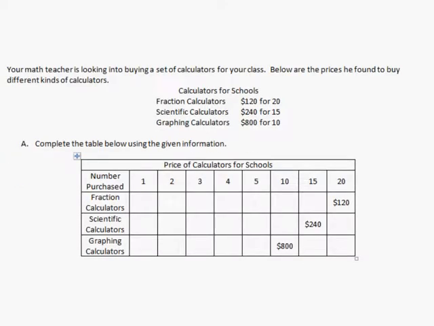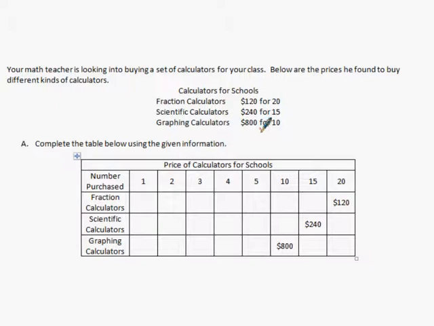So here's the story behind this lesson. Your math teacher is looking into buying a set of calculators for your class. Below are the prices he found to buy different kinds of calculators. We have fraction calculators, $120 for 20 of them. Scientific calculators, $240 for 15 of them. And graphing calculators, $800 for 10 of them.